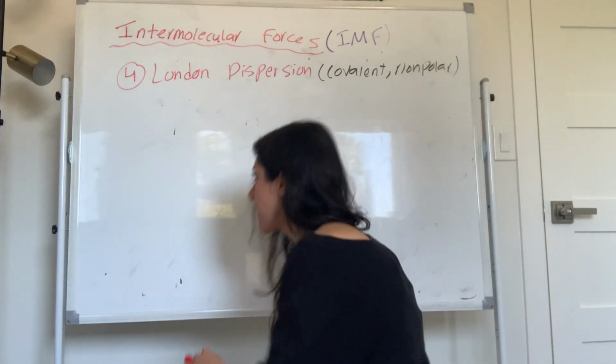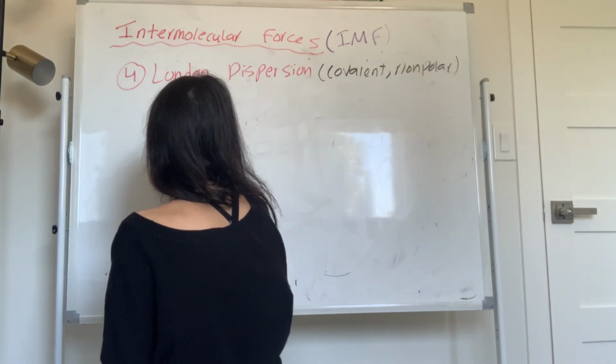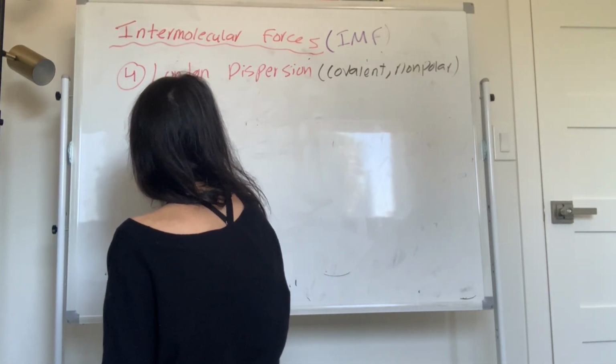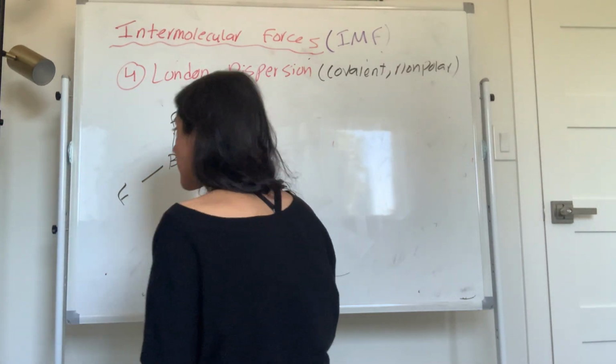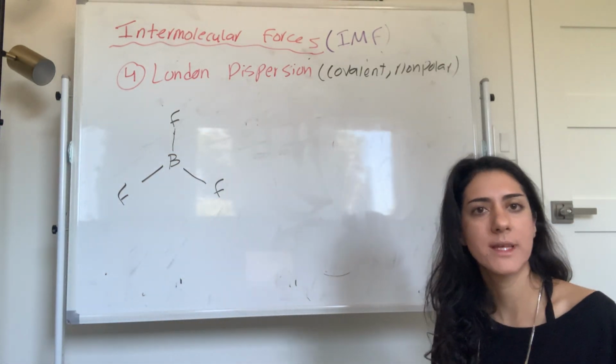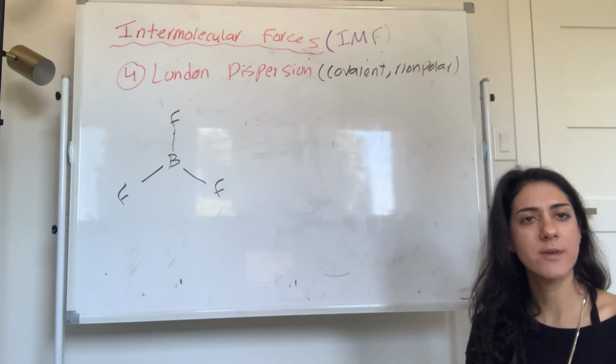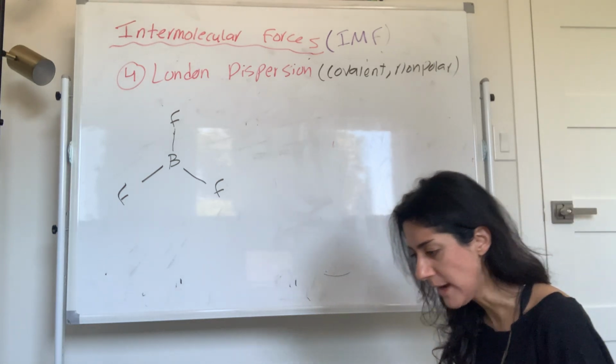And we already did an example, and I want to use that example since we already know it well, to show you how this happens. So BF3 we said is a covalent compound, and we said BF3 is non-polar, right?